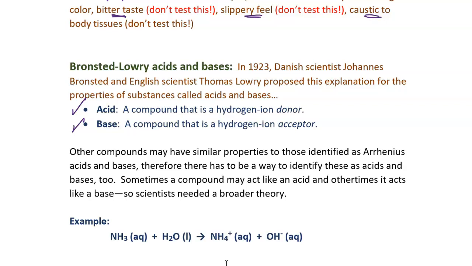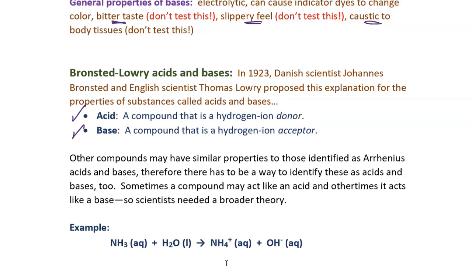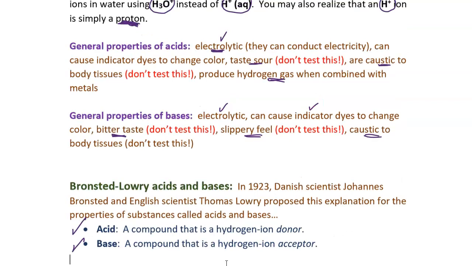Well, other compounds have similar properties to those identified as Arrhenius acids and bases. You remember those properties up above? Acids are electrolytic. Acids cause indicators to turn a certain color. Acids taste sour, and so on. Well, what if there are other compounds that don't necessarily release hydrogen ions when dissolved in water, but they still have all these properties? Shouldn't we call them acids also?